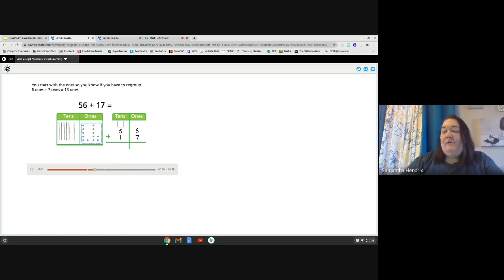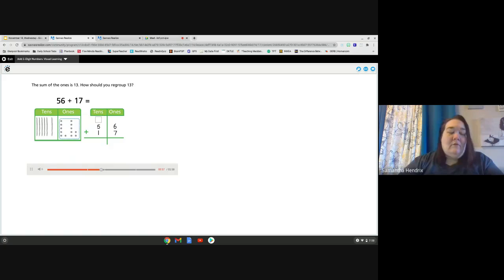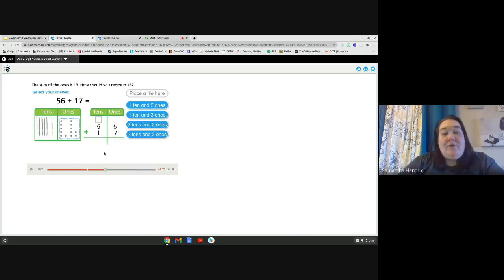6 ones plus 7 ones equals 13 ones. The sum of the ones is 13. How should you regroup 13? If we regroup 13, we have to think about that number. How many 10s do we have in 13? We have 1. And how many 1s do we have in the number 13? We have 3. So it's 1 ten and 3 ones.